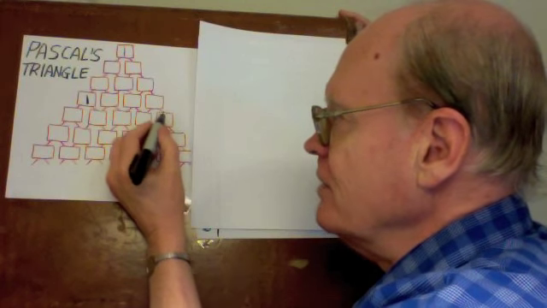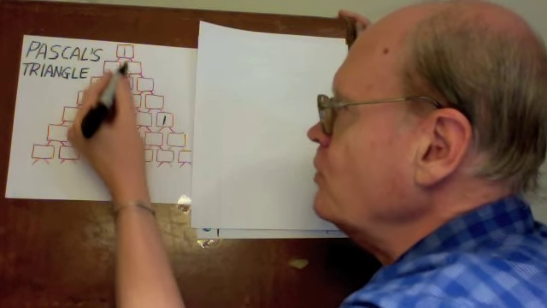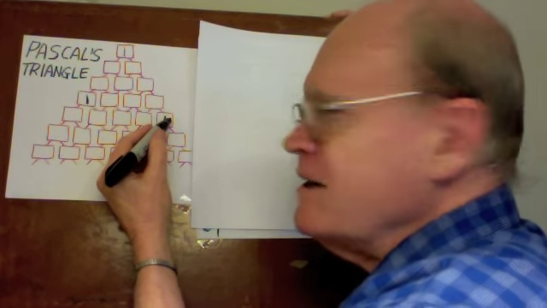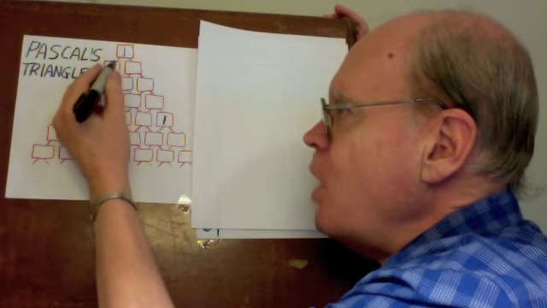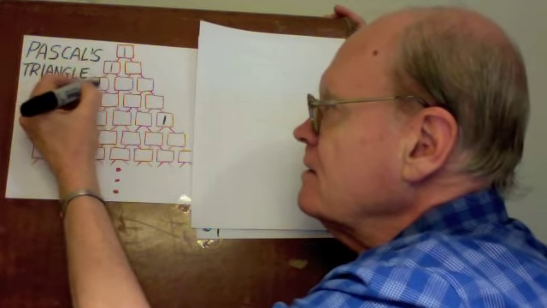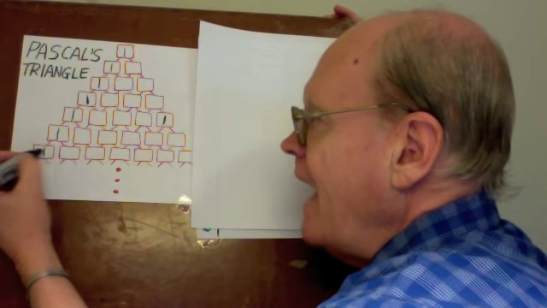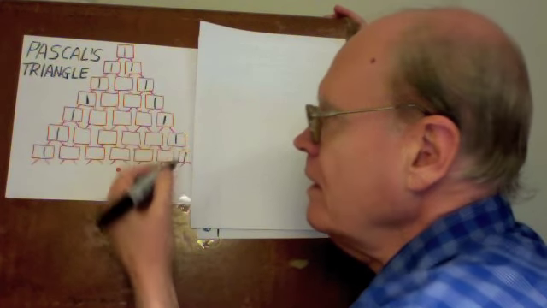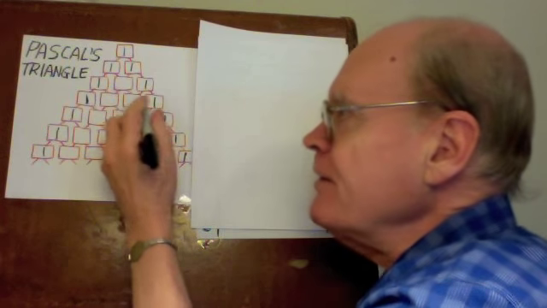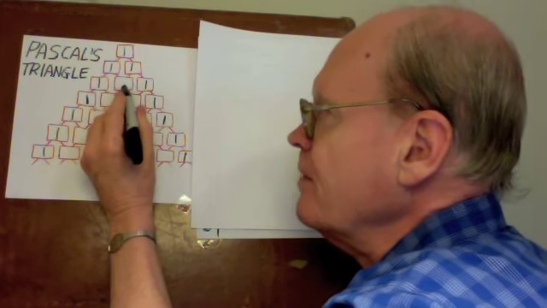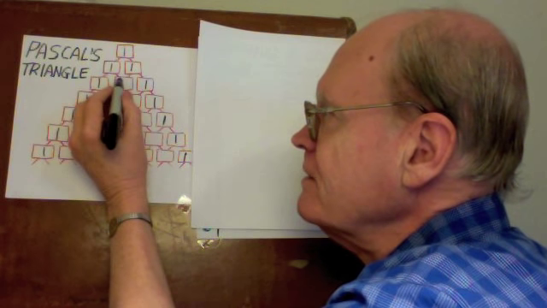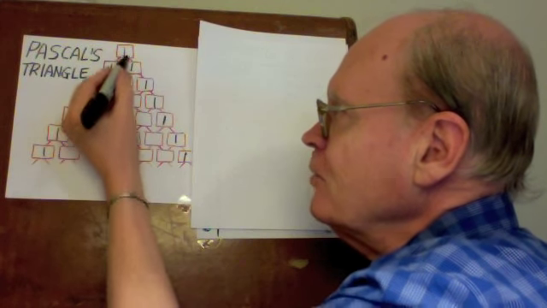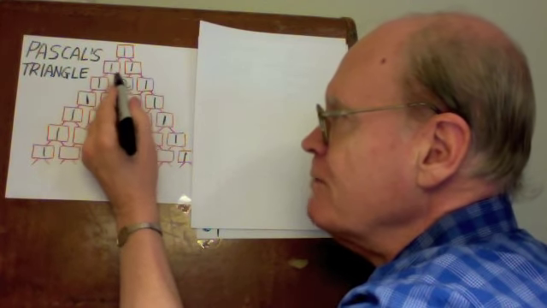To get to this location, there's only one way, and that's to go to the right continuously from the top along the right edge. Indeed, we see that we need to put ones all along the left edge and all along the right edge. As for the interior numbers, this location, there are two ways to get to it from the top: left then right, right then left. Very simply, 1 plus 1 is 2.